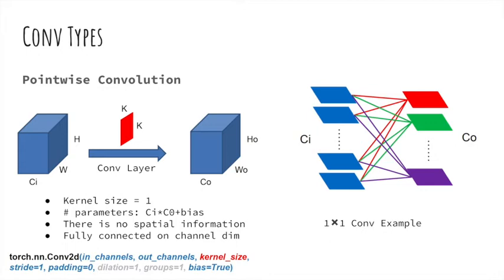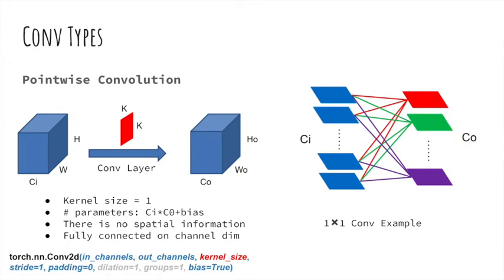Each blue slice is h times w, and there are ci slices in total. Similarly, there are co slices of ho times wo. So 1 times 1 conv is actually a fully connected layer throughout the channels. The red feature map is connected with all input feature maps.